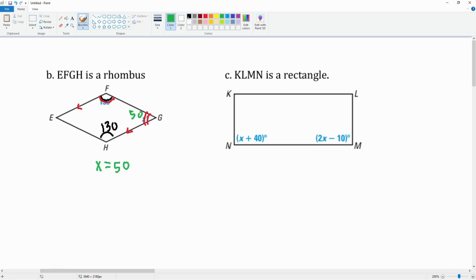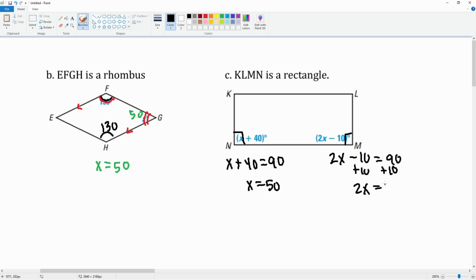Lastly, x, this is 90 degrees. So x plus 40 equals 90. So x is equal to 50. Don't believe me, do it to the other side. 2x minus 10 is equal to 90. Plus 10, plus 10. 2x is equal to 100. x is equal to 50. You see? No matter how you set it up, you get the same answer.